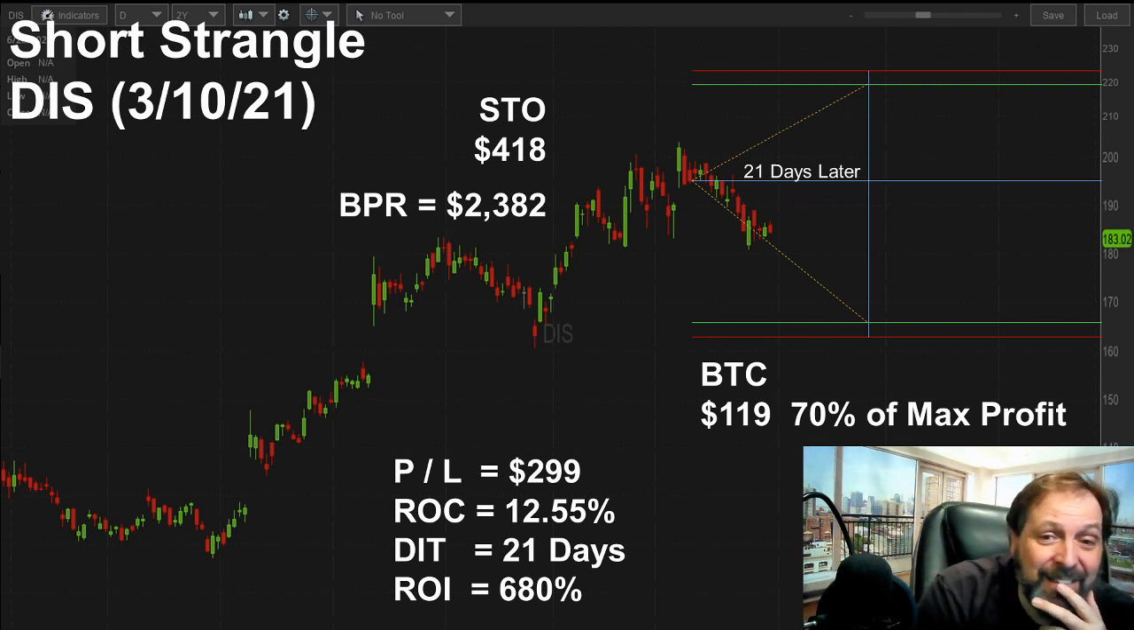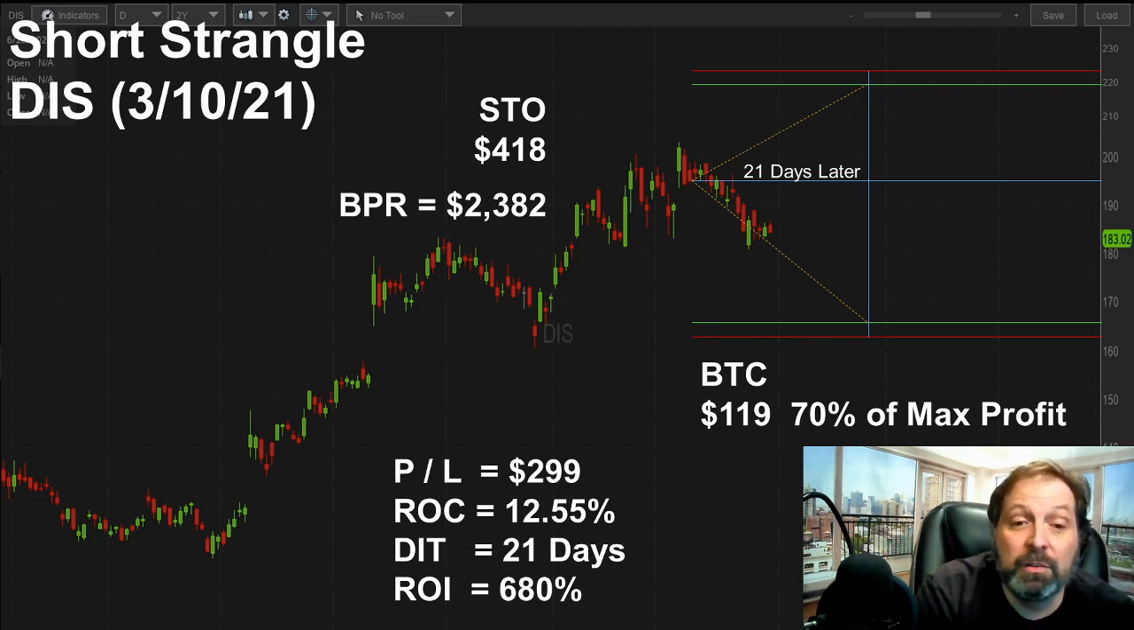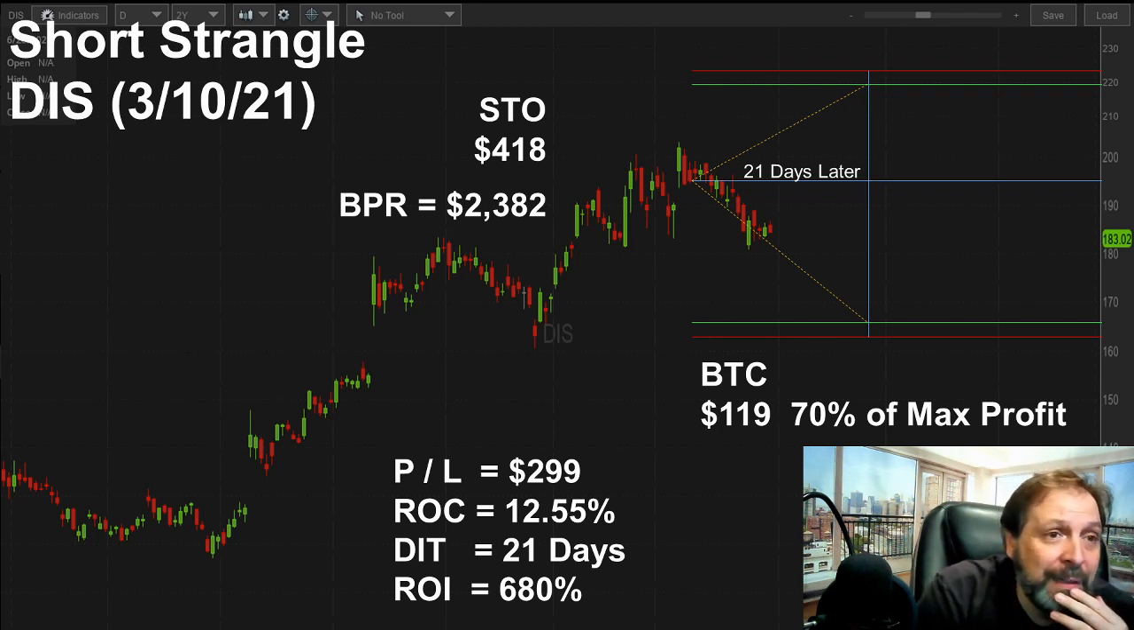So that's a darn good trade. I mean, I only made $300, but I only invested $2,300 and it only took 21 days. And if you could do that all day, every day, that's 680% on your account annually. So I think this was a great example of a short strangle working out perfectly.